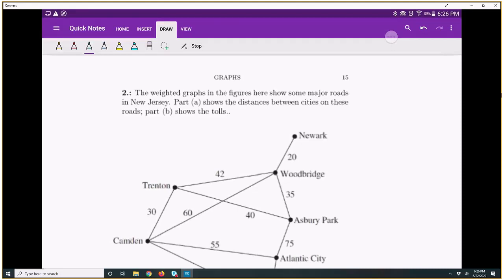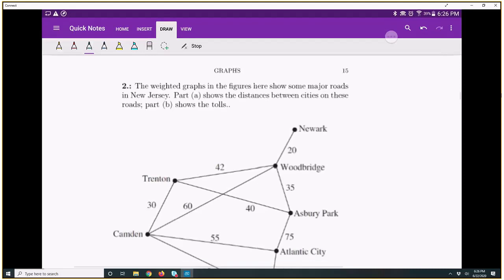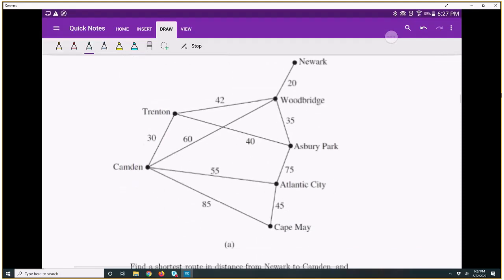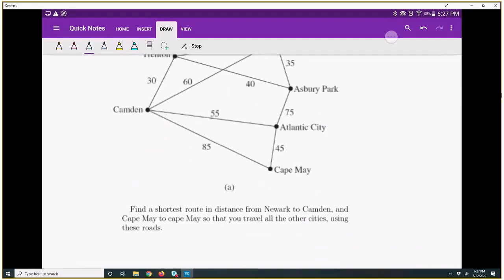This will be the second exercise in our Module 6, Lesson 6 on graph optimization. It says that the weighted graphs in the figures here show some major roads in New Jersey. So the first image that we'll see, the edges of the graph are weighted by the distance between the cities. And then on the next page, we'll see the same graph where the edges are weighted by the cost of the tolls to travel on the roads from city to city.